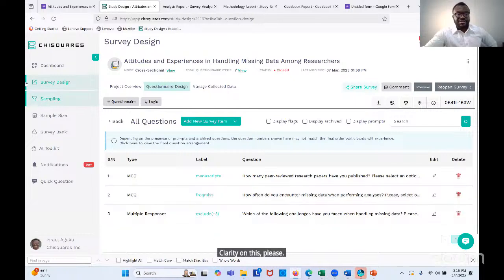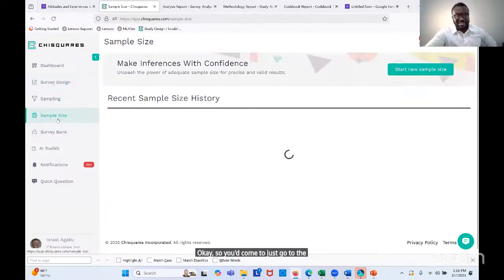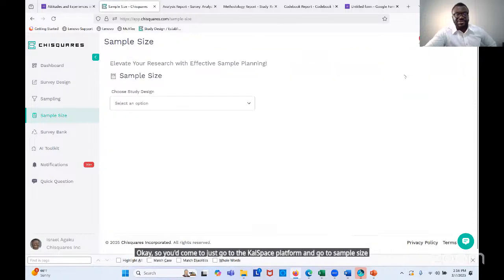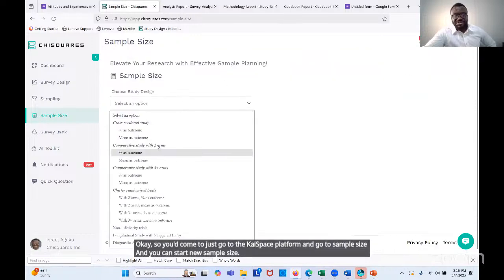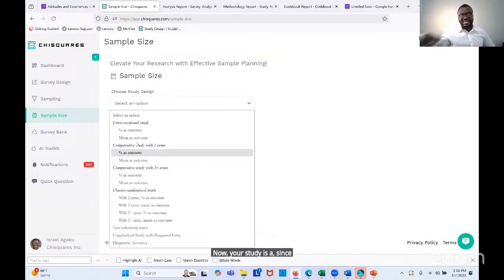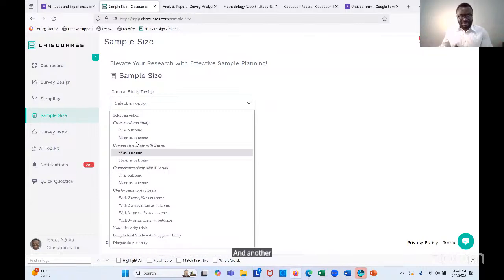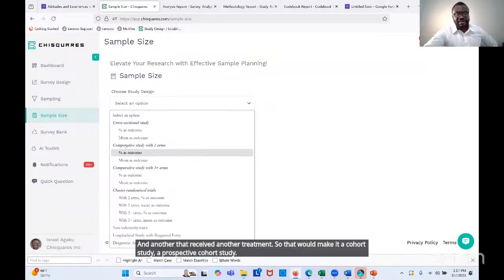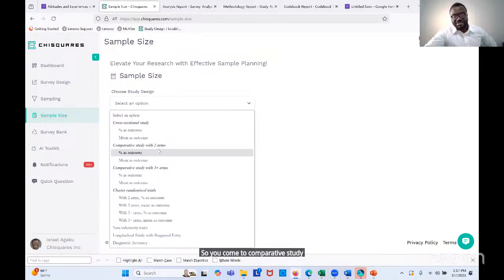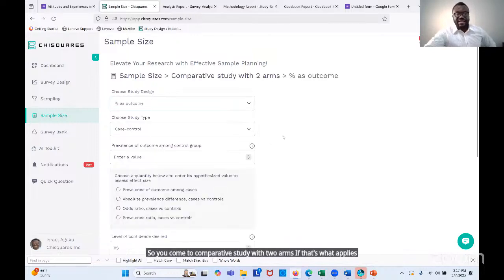Okay, so you'd just go to the Chisquares platform and go to sample size, and you can start a new sample size. Since you're trying to calculate incidence, I assume that your study is a cohort study. You want to follow a bunch of babies or neonates over time, and then estimate the incidence, maybe between one group who received a particular treatment and another that received another treatment. That will make it a prospective cohort study. So you come to comparative study with two arms, if that's what applies, and you have to enter certain things.